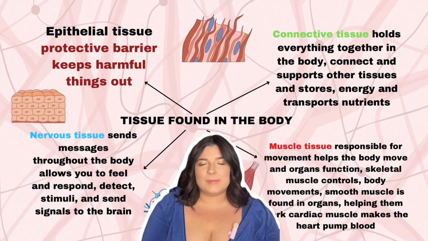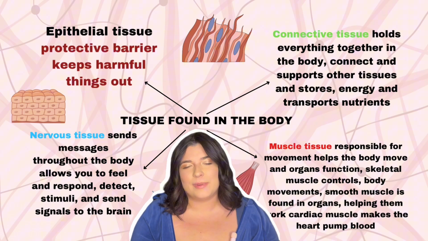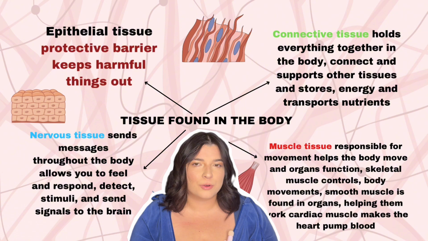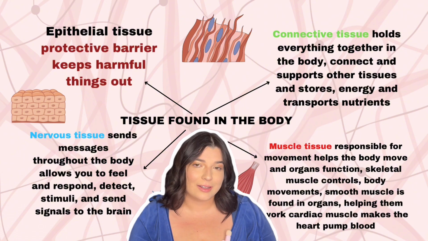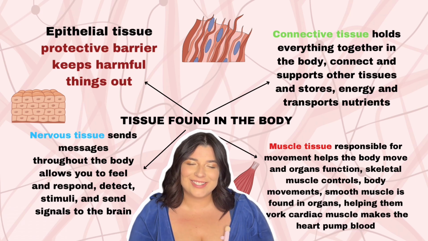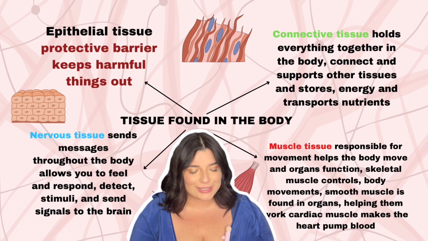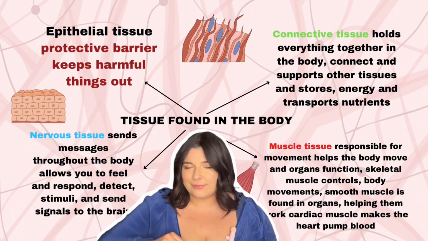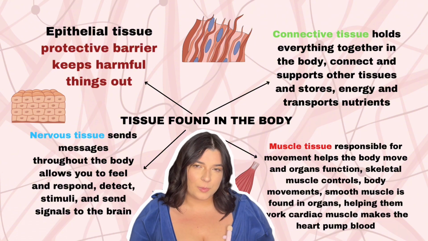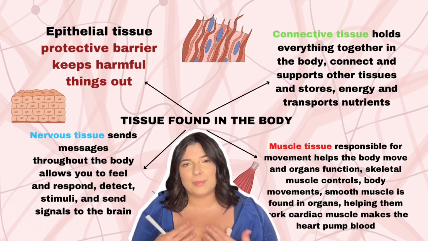The third one is going to be muscle tissue. Muscle tissue is going to be responsible for movement. It allows the body to move and helps organs function and keeps your heart beating. There are 3 types of muscle tissue. Skeletal muscle controls your body movement, so like lifting your arm. Smooth muscle is found in organs like your stomach. It's going to help your organs work. Cardiac muscle helps your heart pump blood.